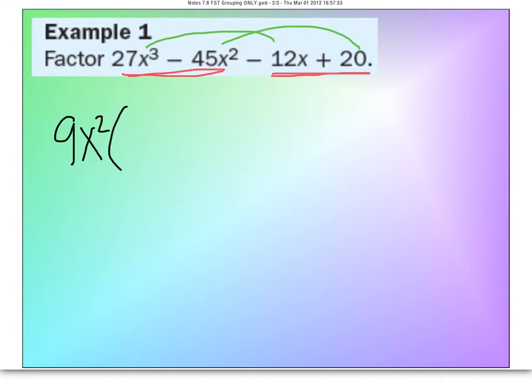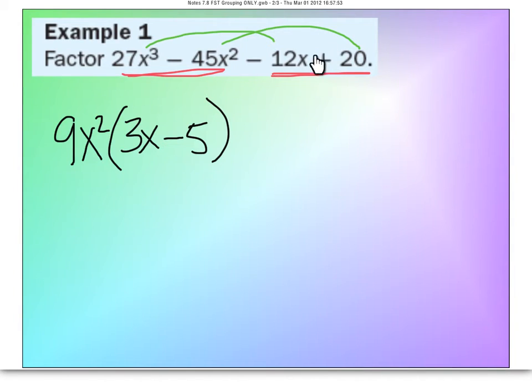So if I do that, that would be x cubed, and now go to x, and 27 divided by 9 is 3, so this would be 3x. 45 divided by 9 is negative 5, and pulling out the x squared, that's gone, so minus 5. Okay. Now let's go to this part. We're trying to make it look like 3x minus 5.